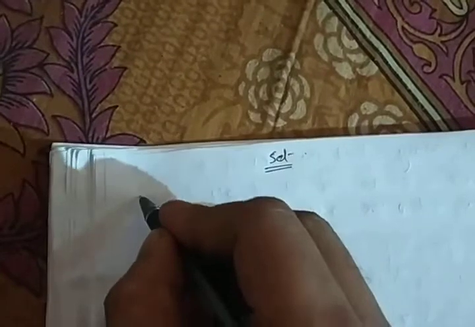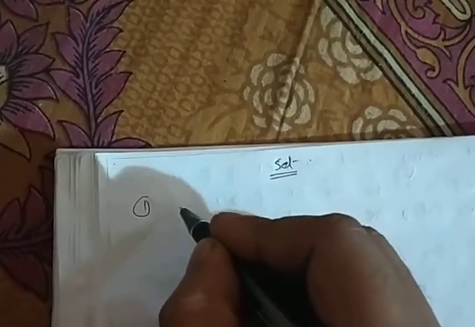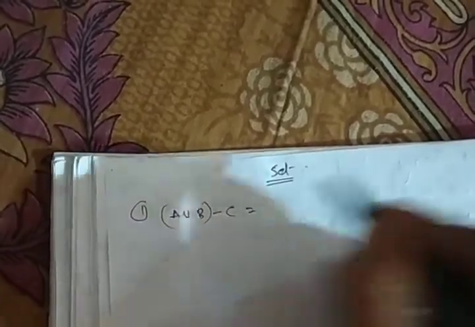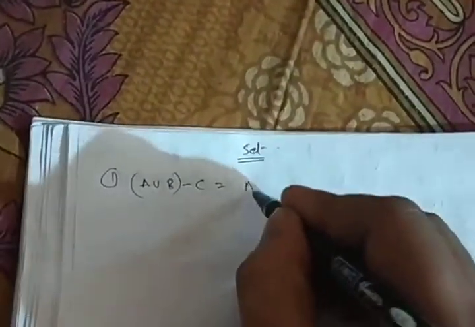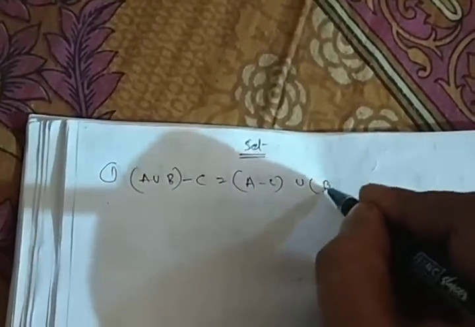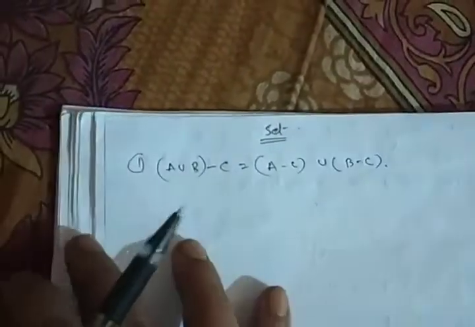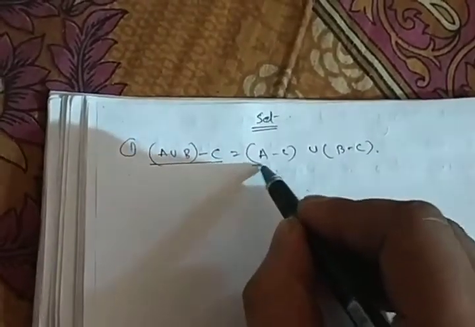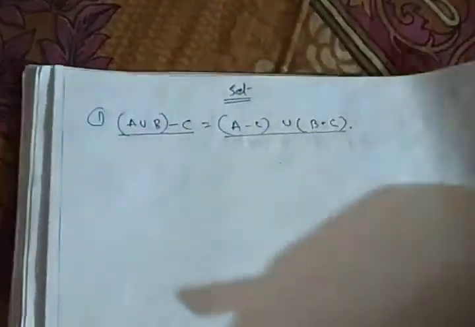We will prove some properties or some problems. First, applying laws of algebra, prove that (A union B) minus C equals (A minus C) union (B minus C). We have to prove (A union B) minus C equals (A minus C) union (B minus C).